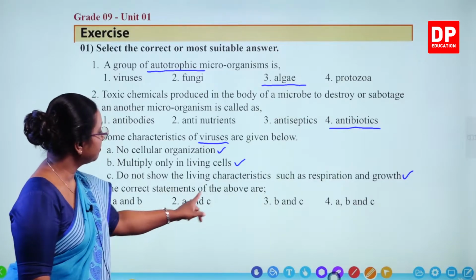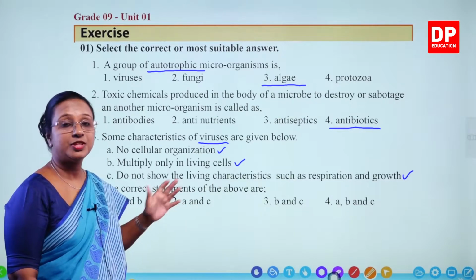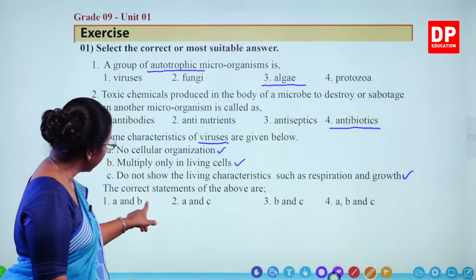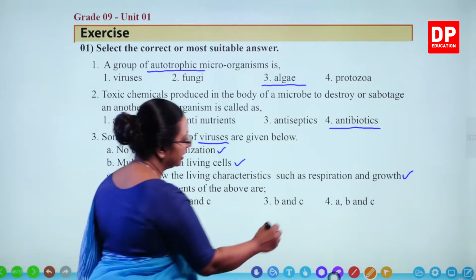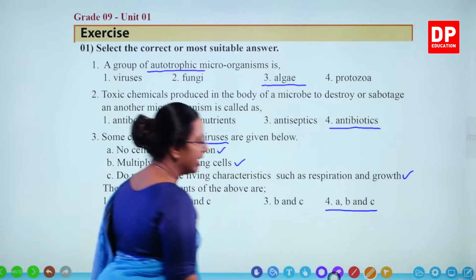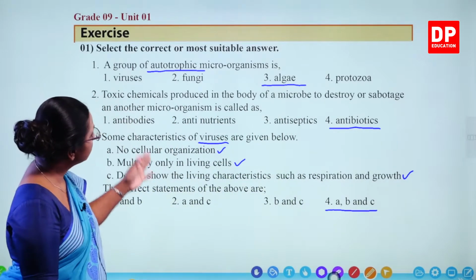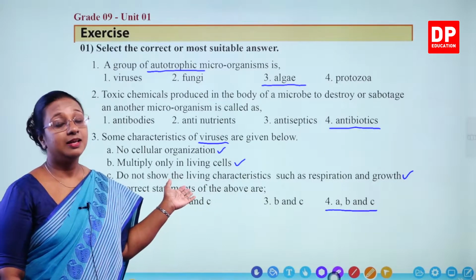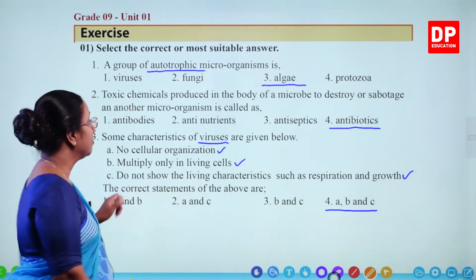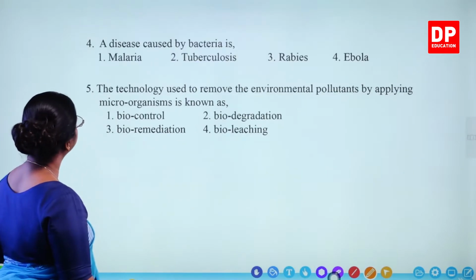So, the correct statements of the above are. So, that is what we have to select. A and B, A and C, B and C. Since all are correct, it has to be A, B and C. So, there's no way you can go wrong here, no? Did you all get it correct? Yes. So, then we will move on to the next slide.